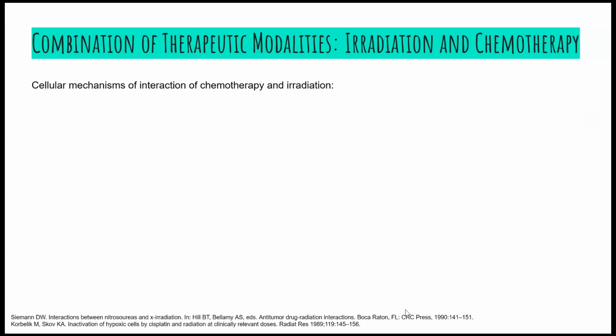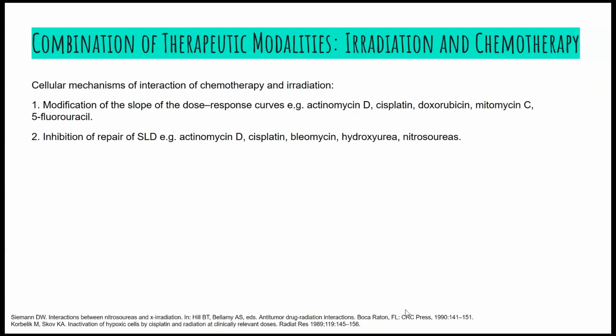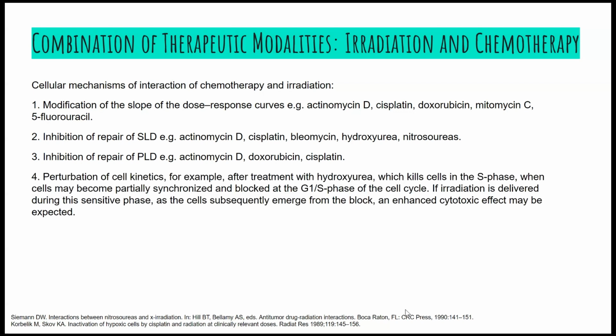Now, what could be the possible rationale or the cellular mechanisms for interaction between this chemotherapy and radiation? One is the modification of slope of dose response curves. We will talk about dose response curves in detail, so I would not be discussing this right now. Also, we'll be discussing about sublethal damage and potentially lethal damage. If these damages get repaired, the tumor cell does not die. So, chemotherapy and irradiation together inhibit this repair. They both have a synergistic effect.